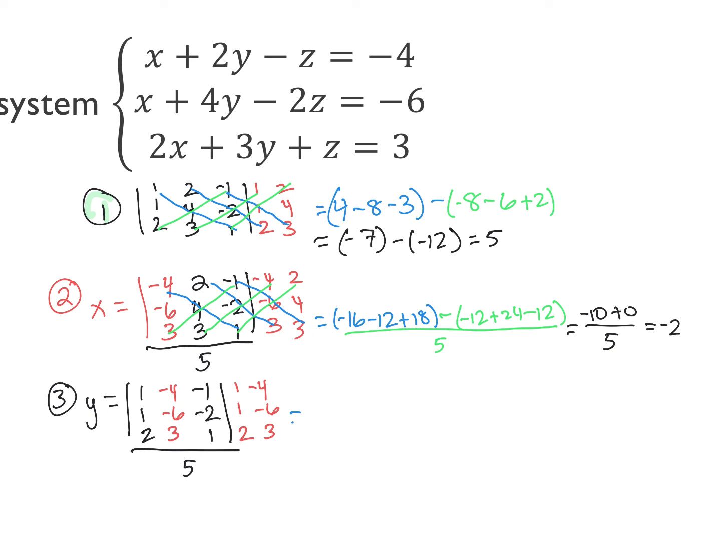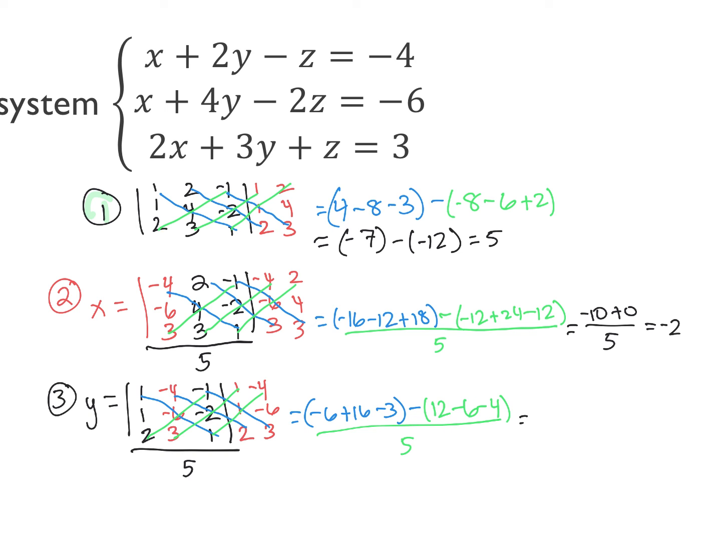Diagonals always start from the top left. -4 times -2 is 8 times 2 is 16. -1 times 1 times 3 is -3. And we will subtract the diagonals from bottom left to top right. So 2 times -6 times -1 is +12. 3 times -2, -6 times 1. 1 times 1 times -4 is -4, and this is all divided by 5.